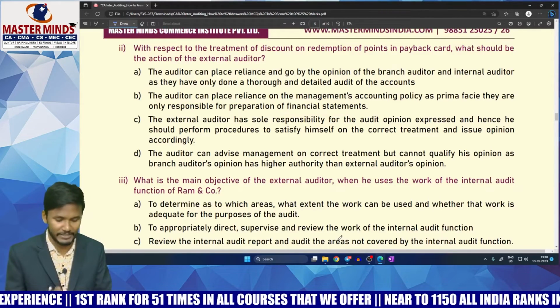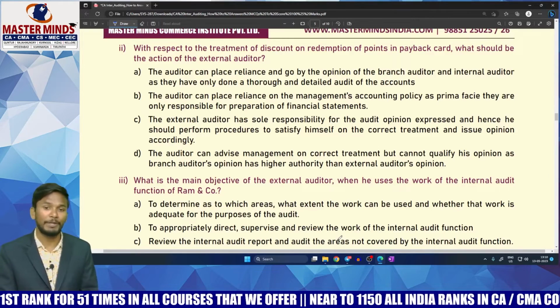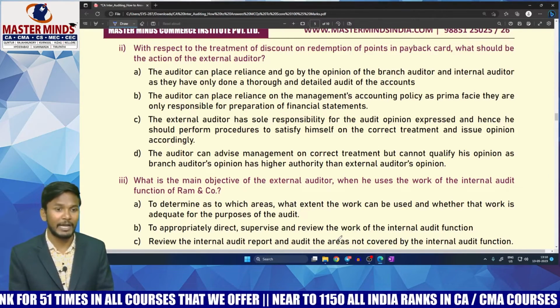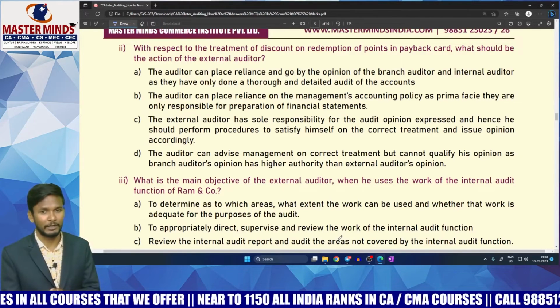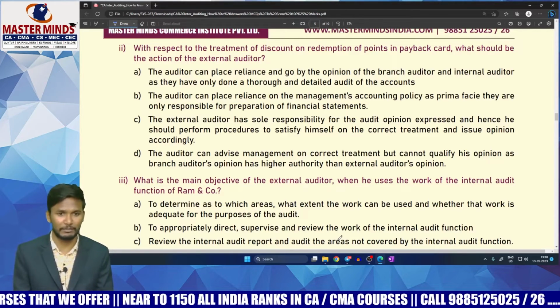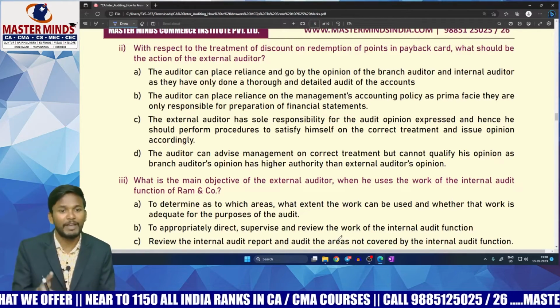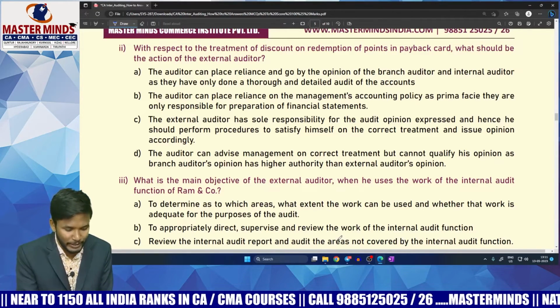Correct? Let's see. First option: the auditor can place reliance on and go by the opinion of the branch auditor and internal auditor as they have done detailed audit procedures. What nonsense are they talking about here? They are telling, sir, if the branch auditor and internal auditor both say this is correct, you have to go for correct. Obviously, you are the main auditor. You should not be depending on anyone. You should be applying your own professional judgment. So A becomes a complete nonsense.